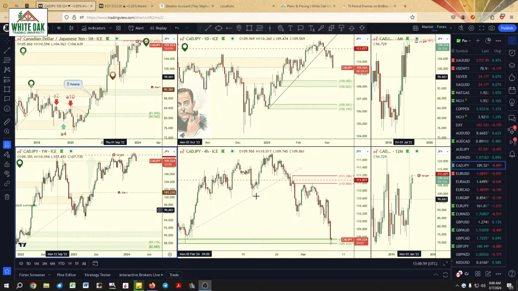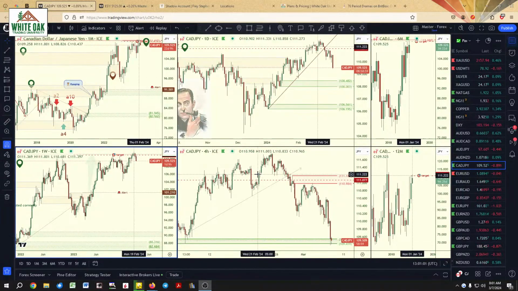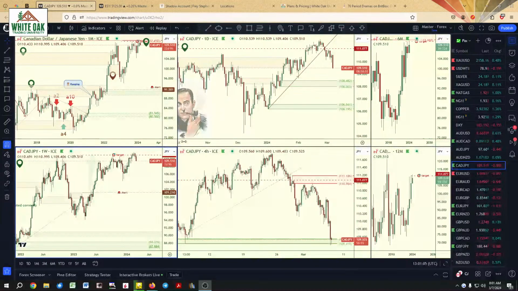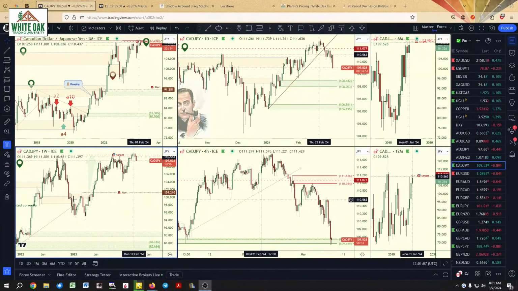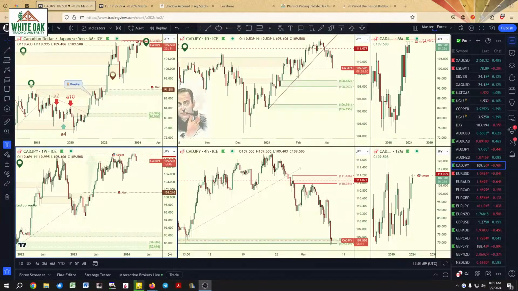I think we left off on the CAD yen, if I'm not mistaken. And I was mentioning to you that weakness was what we were going to see over the short period of time. And that's what took place. We got weakness, as you could see.